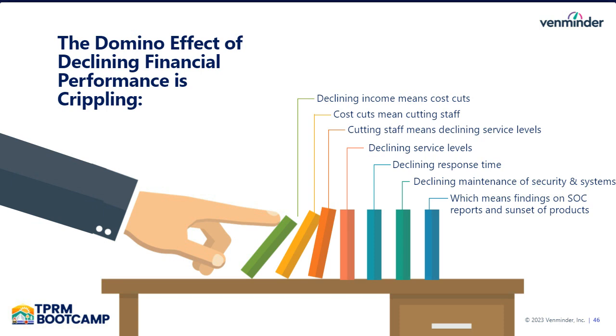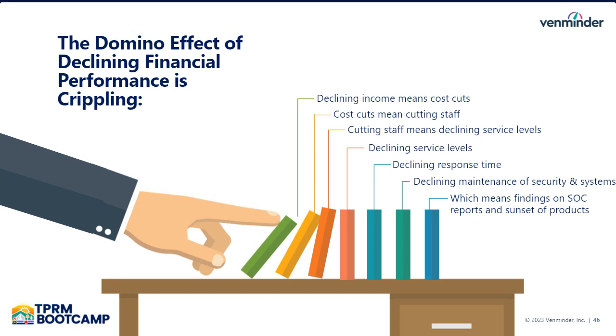So as such, you want to try to perform financial health reviews with these elements in mind, right? So declining costs, or declining income could lead to cost cuts, which means cutting staff that do very important things for that vendor. That means declining service levels, declining response times, which ultimately could mean high risk in a different area, such as a SOC audit or an information security and privacy point of view or cybersecurity area.